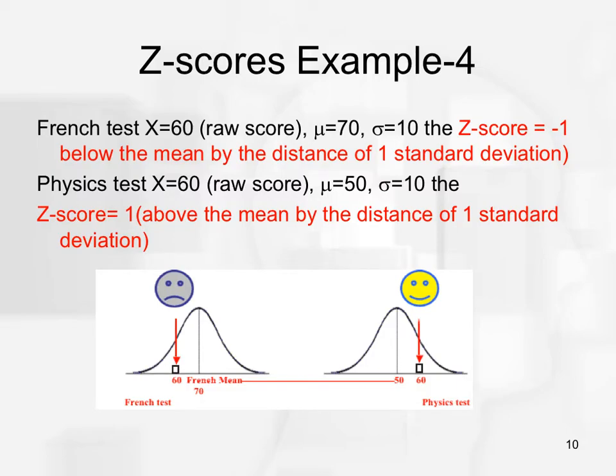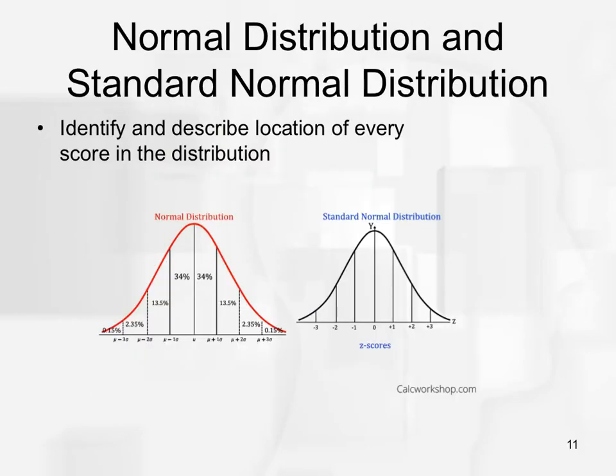This also shows you that you can see exactly where you are in terms of your distance from the mean. So for the physics test, we know that you are exactly 1 standard deviation above the mean. And for the French test, we know that you're exactly 1 standard deviation below the mean.